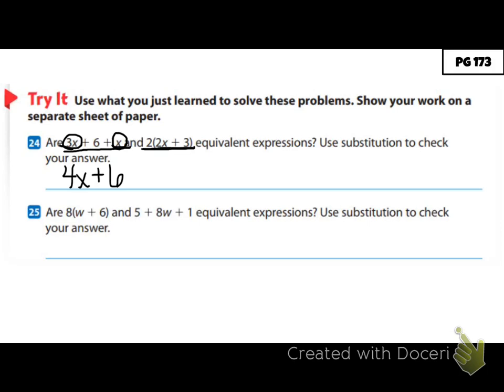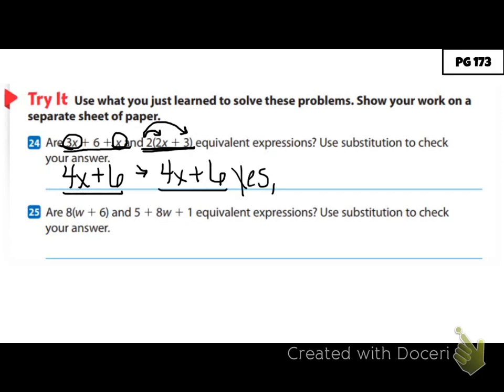and then I can add my plus 6. For this one, I can use distributive property and I can distribute my 2 in. So I would do 2 times 2x, which would be 4x plus 2 times 3, which is 6. So based off this, I would say yes.